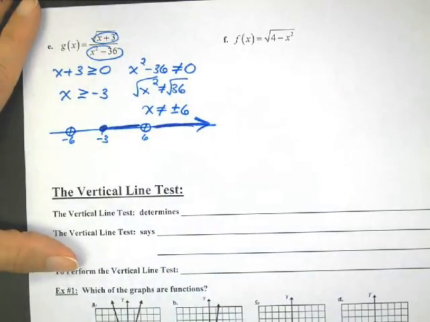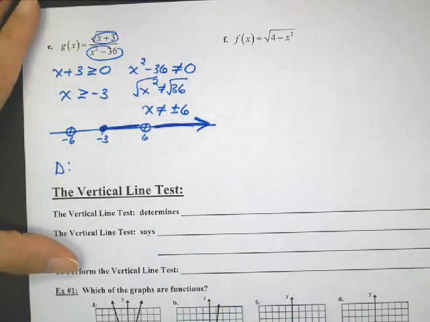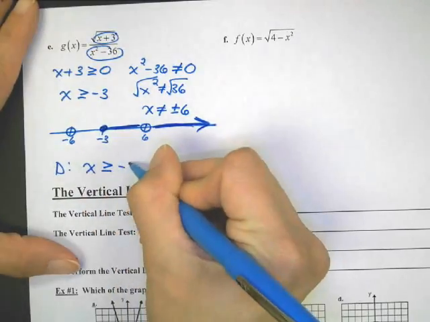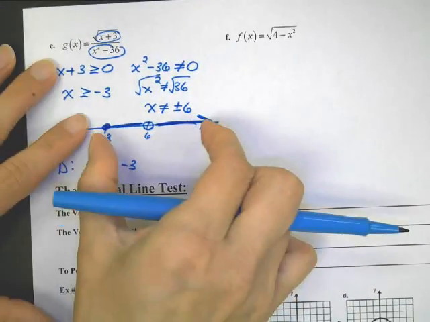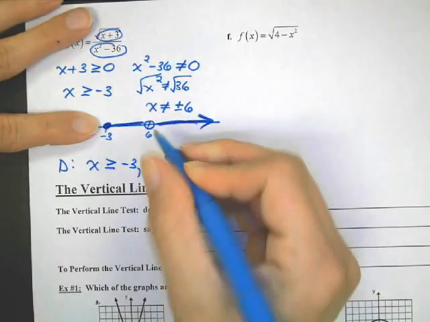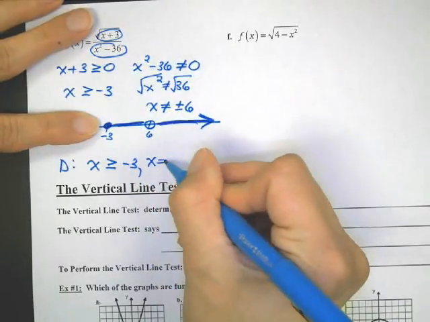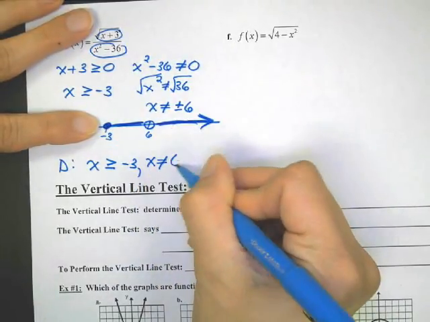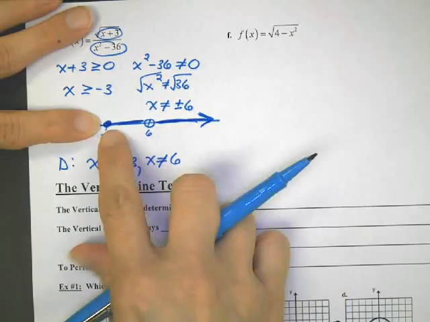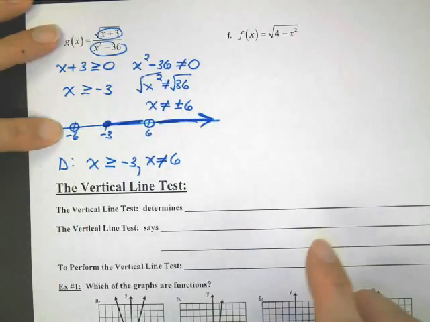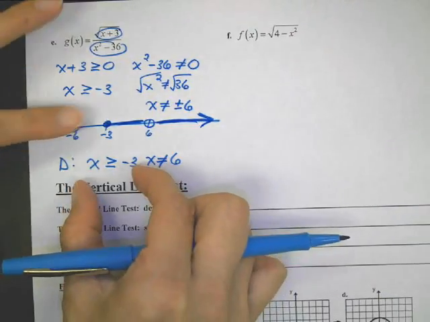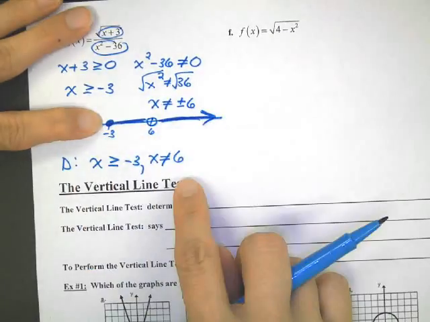So what's the domain for this one? The domain is x's have to be greater than or equal to negative 3. So you're only allowed to use these numbers. Oh, except, comma, except, don't use the number 6. The question is, should I tell people, hey people, don't use negative 6? No, that would be redundant because I already said you're only allowed to use these numbers.